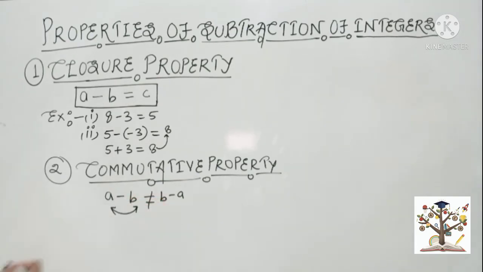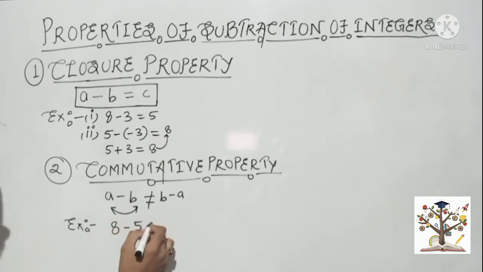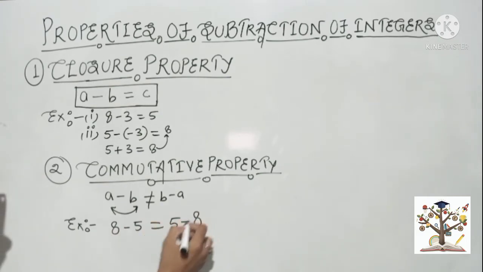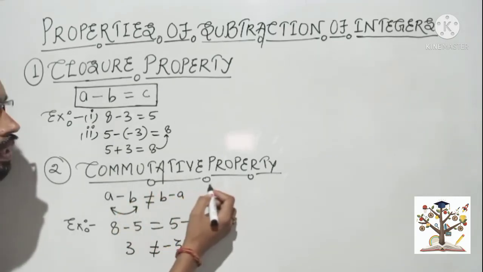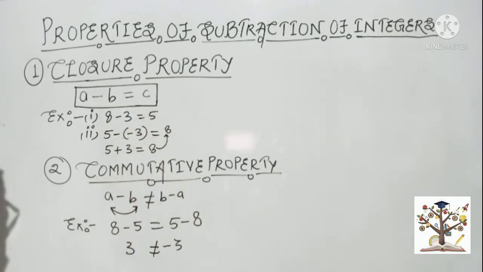Here it is not equal. Why is it not equal? Let's see in this example. Suppose I am subtracting 8 minus 5, and I am interchanging the digits, 5 minus 8. Here I'll get 3. And here, 5 minus 8 means from 5, 8 is subtracted, so I'll get minus 3. Here it is 3 of plus and here it is 3 of minus, which means both are not equal. So we can say that the commutative property does not hold for subtraction.